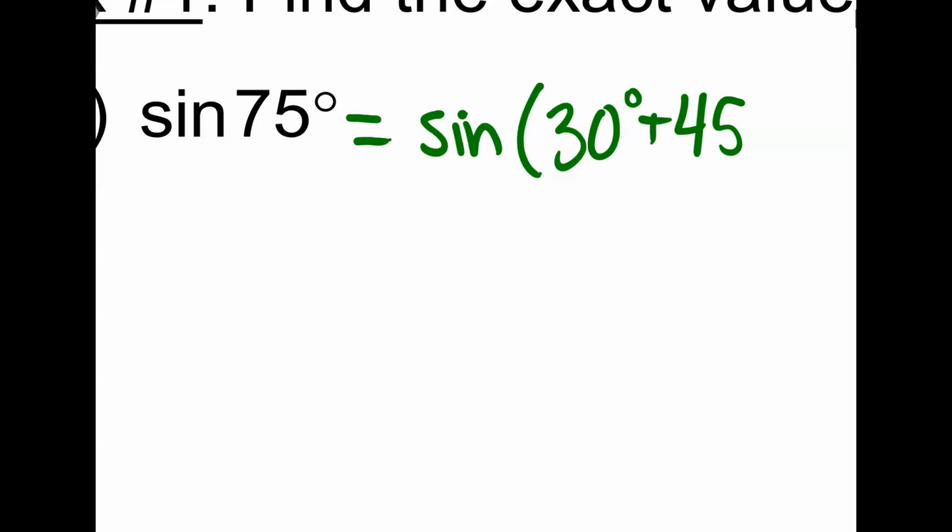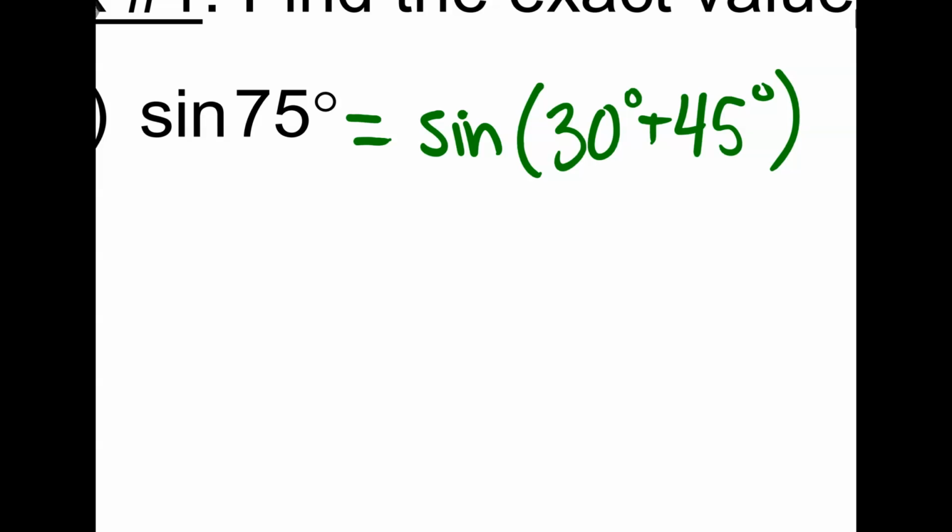All right, let's find the exact value of each of these. So this is sine 75. First, what I'd like to do is write this as an addition or difference of two angles. What pops out at you right away? Addition, 30 and 45. Okay, so we're on top of it. 30 degrees plus 45. I can rewrite it as an addition of two angles. And then it's just plug in and solve.